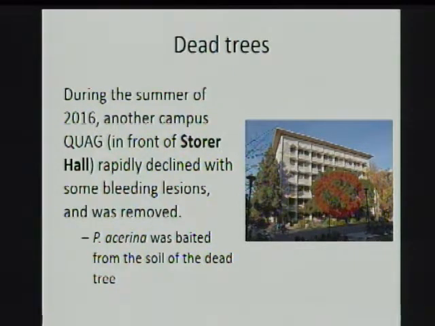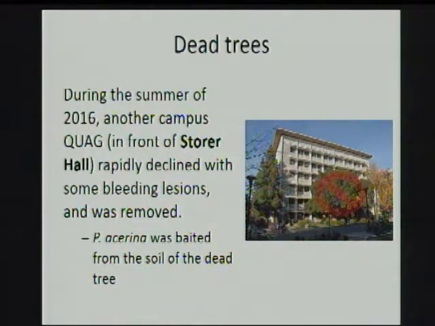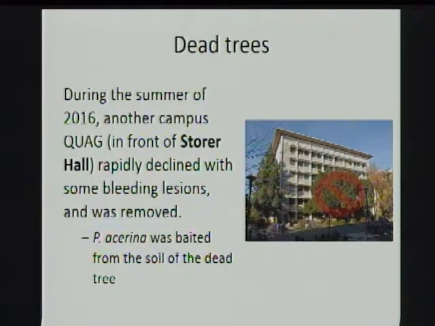To make the story a little more interesting, last summer, this coast live oak, a different tree that's also really close to us in front of Storer Hall, started declining. It had bleeding cankers, and by midsummer, it was totally moribund, and the grounds crew took it out, cut it down, and Storer doesn't look the same anymore right now. They didn't put anything in there. Last fall, we baited Phytophthora acerina from underneath the stump of this tree.